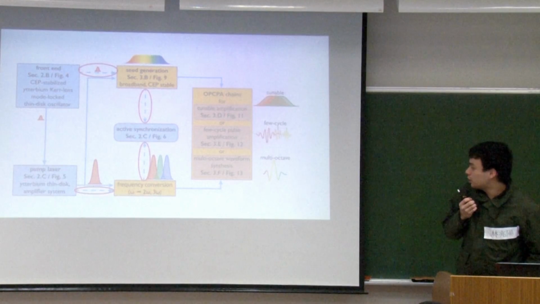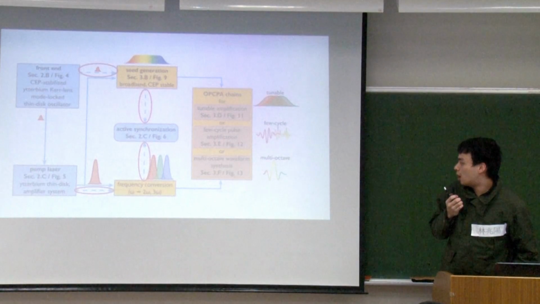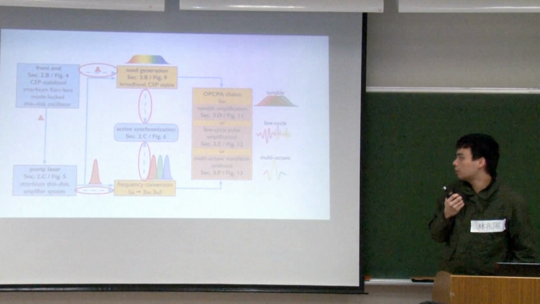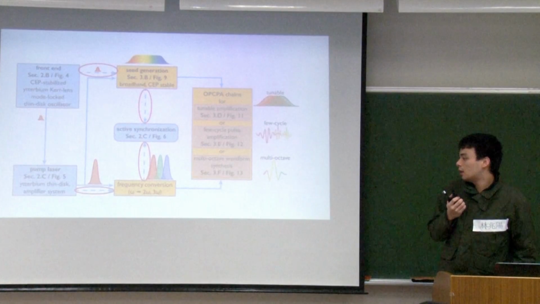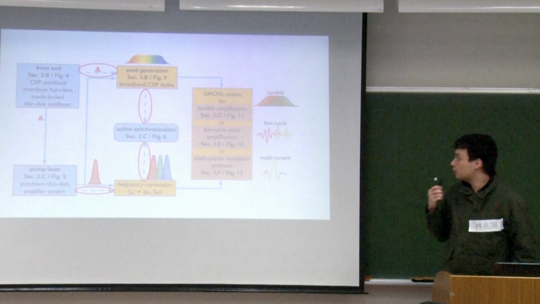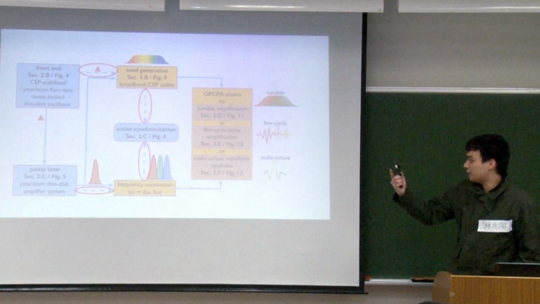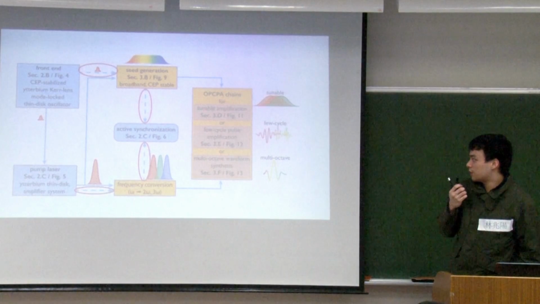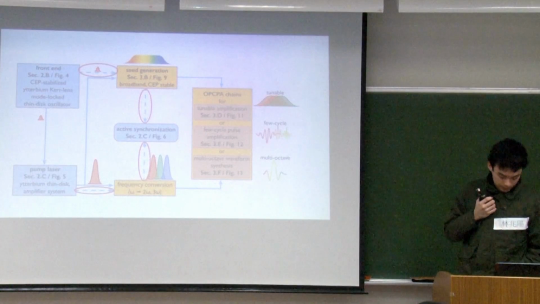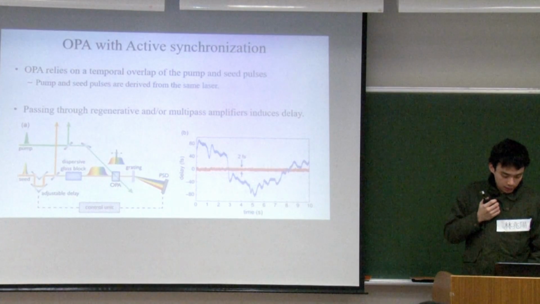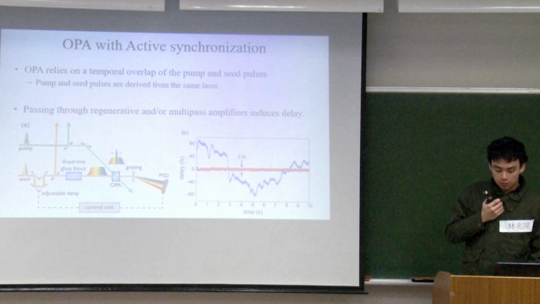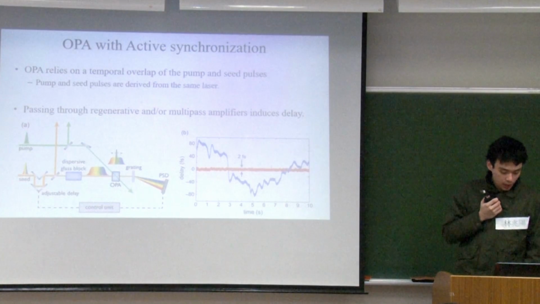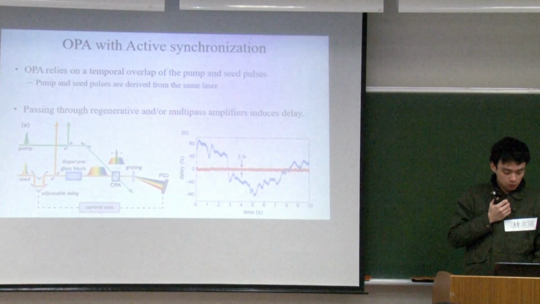If your seed generation and the pumping are made from the same pump laser, then you won't suffer the synchronization problem. But if your seed generation is from the front end and your pumping pulse is from the pump laser, then you will suffer the synchronization problem. And we will introduce an active synchronization system to solve this problem. Figure A shows how this synchronization system works.